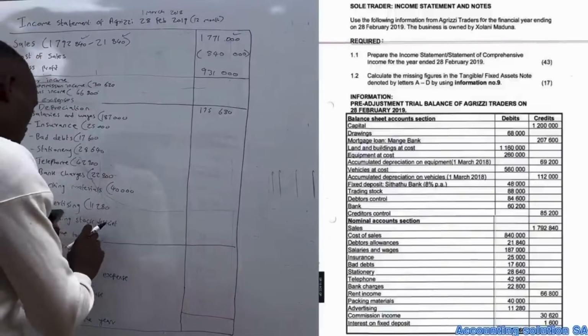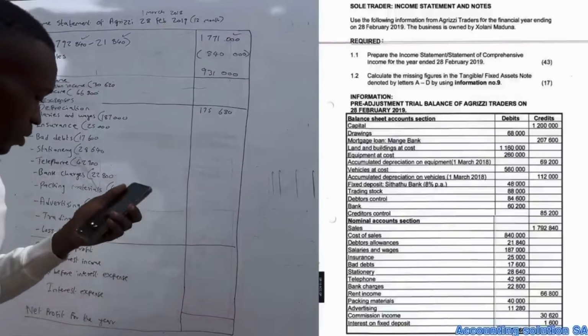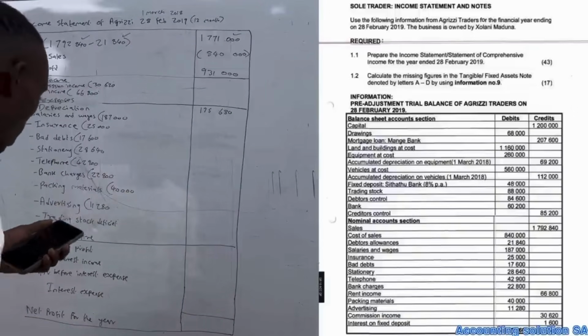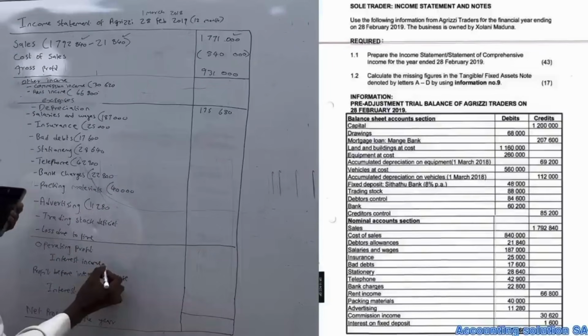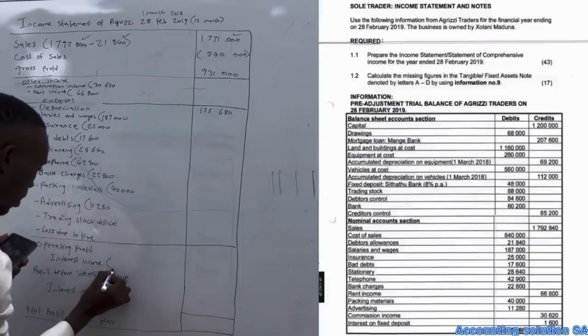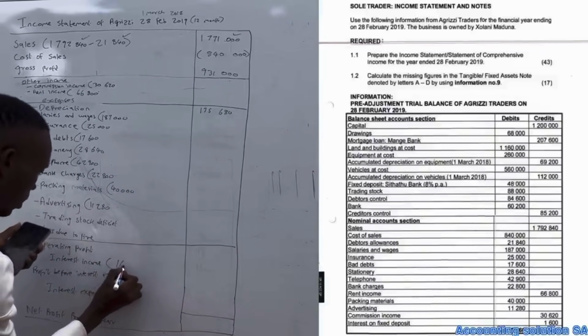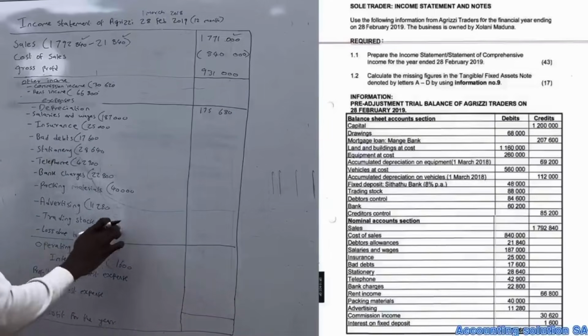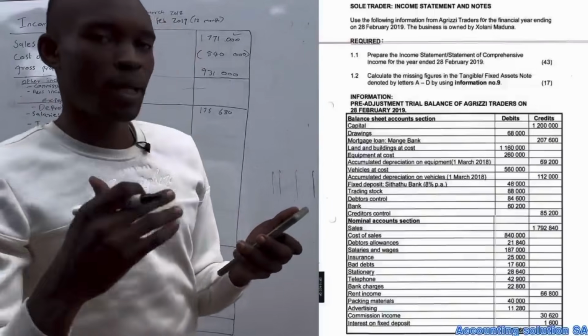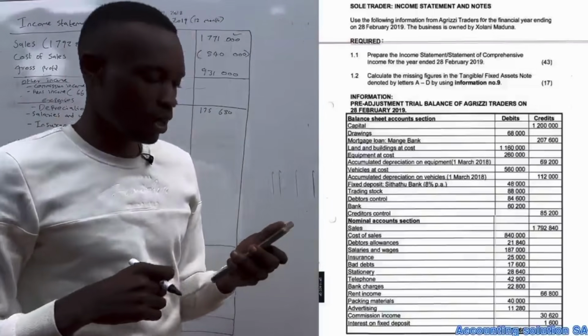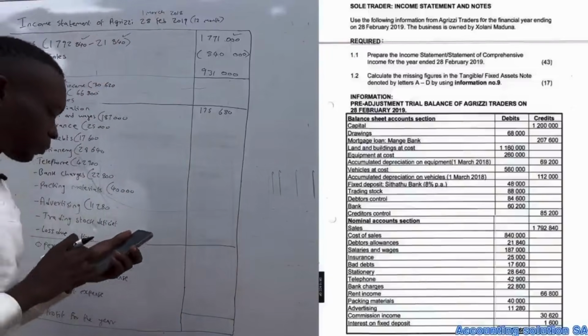trading stock deficit and loss due to fire, we're going to do them separately. Then we also have a fixed deposit. Okay, we have interest income under fixed deposit of 1,600. These two we're going to do last because we have to go back to the balance sheet section. But I'm going to show you later on. Okay, now let's go to the transaction part.